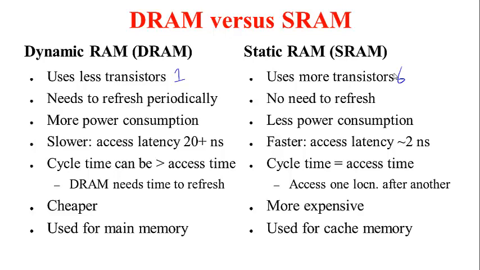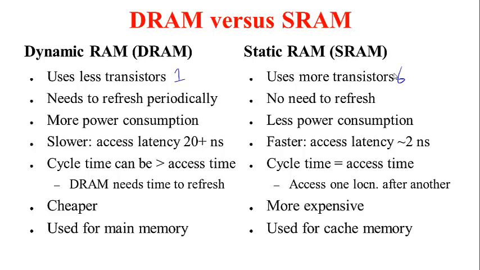The need to refresh has an important implication that DRAM consumes more power than SRAM. And by design, DRAM has a much higher access latency. Access latency is the time between when you give the memory an address and when the memory location corresponding to that address is read. The access latency in DRAM can be 10 times or more than that in SRAM.